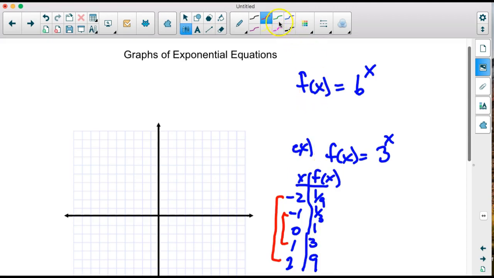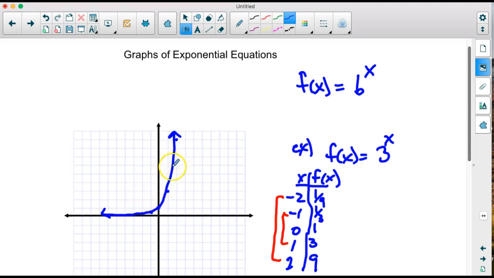Okay, so if I plotted this graph, it would go through 1 here, then 3, then 9, and we'd be at 1/3 here, and 1/9 here. So the graph would get really close to the x-axis, and it would stay close to the x-axis for a long period of time, then it would turn upward through the points given here. So this is our graph.